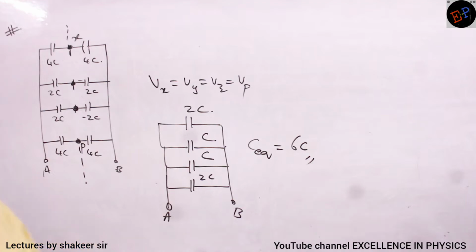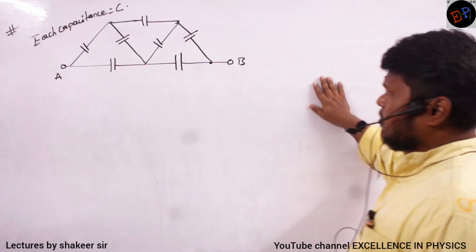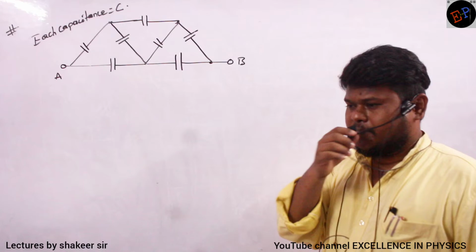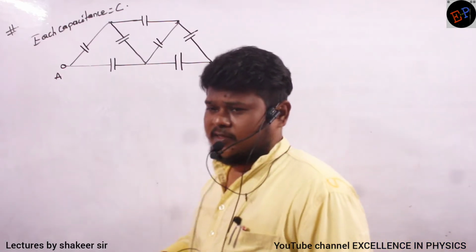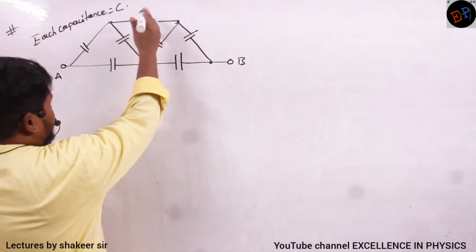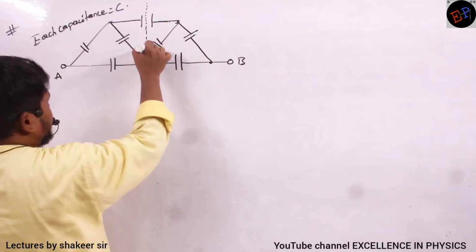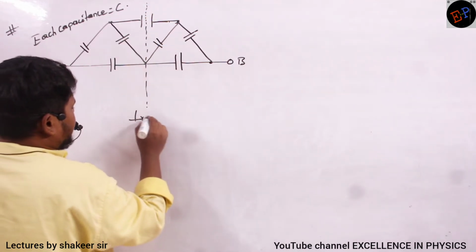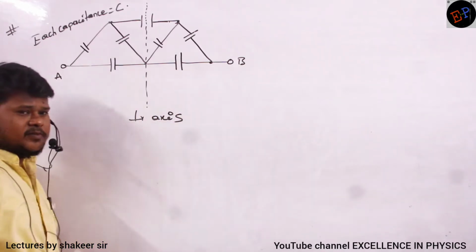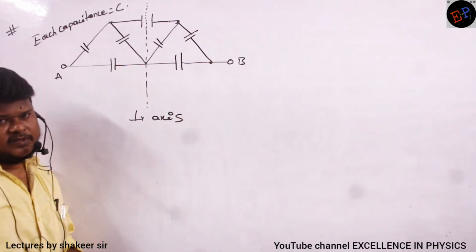Clear? Right. See this question. This is the circuit arrangement, and we are supposed to find the equivalent capacitance between A and B. Here, first of all, is there any symmetry or not? Symmetry is there, definitely. So if I draw this line, this is the perpendicular axis. So definitely there is some symmetry on the right side of the circuit and the left side of the circuit.